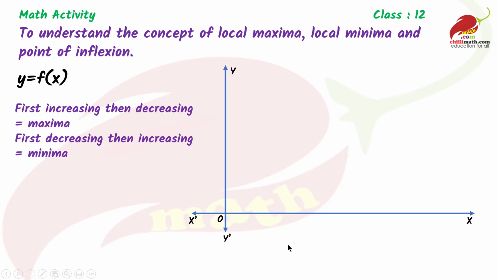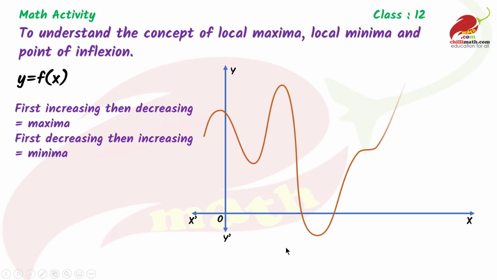Let's draw the graph. Suppose the graph of this function is like this. Let's point out our stationary points. Stationary points are where f dash x is 0, that is, the slope of tangent is 0. So let's mark them A, B, C, D and E. Now let's check at these points whether there is minima or maxima.